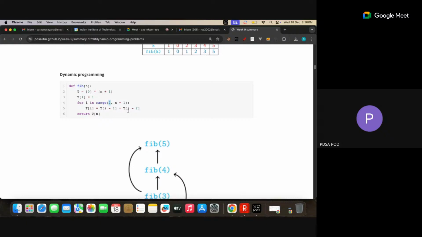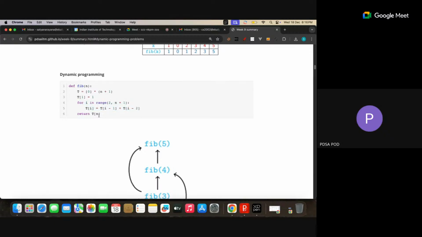The current i value is 2. 2 minus 2 is 0, plus 2 minus 1 is 1. So the 0th Fibonacci plus the first Fibonacci gives the second Fibonacci. Similarly, the third Fibonacci is the second Fibonacci plus the first Fibonacci. So in this way, it is computed. This is completely computed.